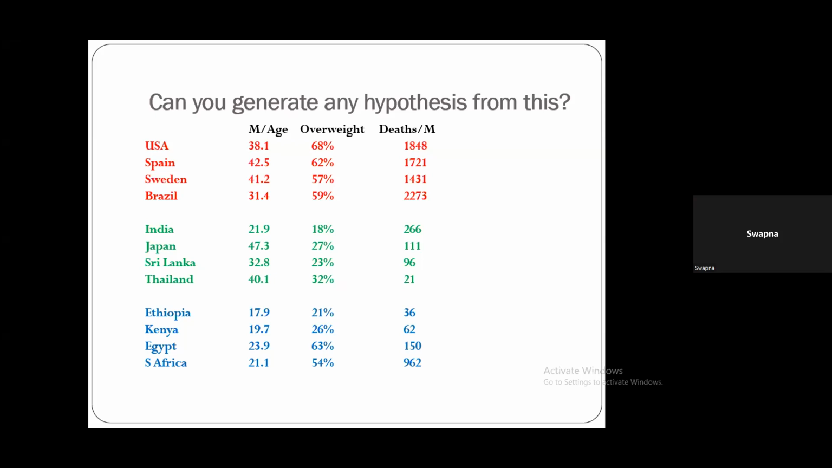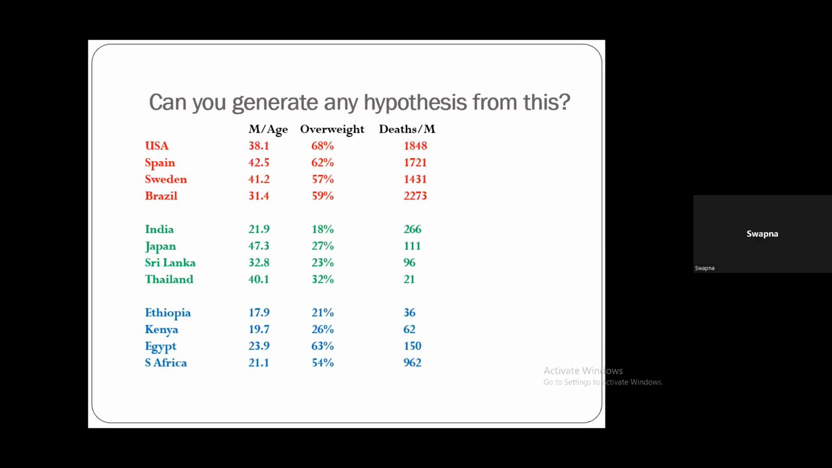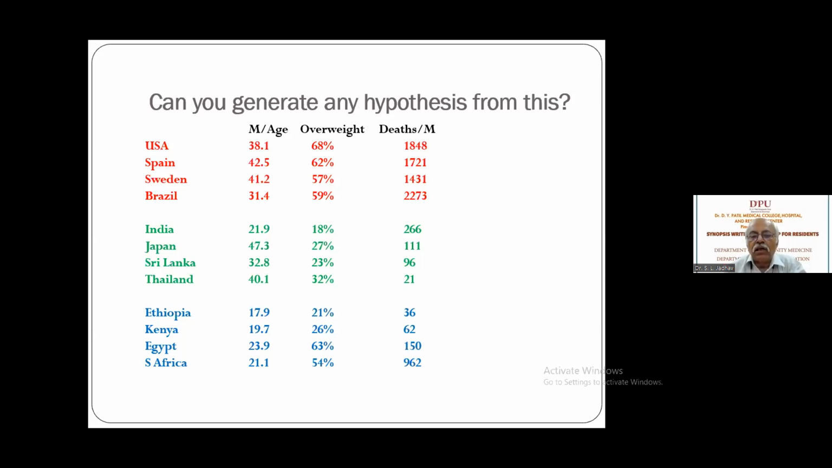However, one distinct thing here is that the overweight percentage is almost 60% in the Western countries and around 20% in the Asian countries and mostly around 20% in the African countries. And I can generate a hypothesis. I'm just giving it for example purposes: overweight is related to death from COVID. This is my hypothesis.